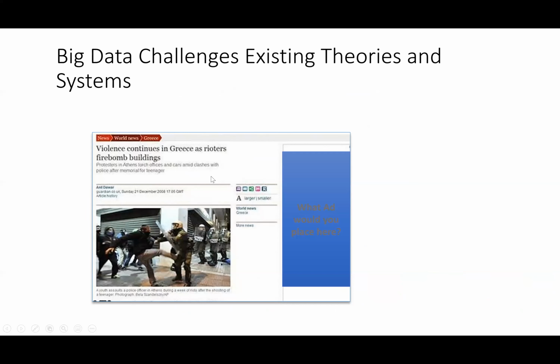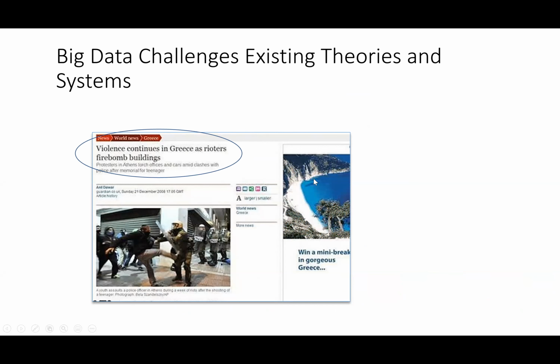Let me give you an example from Google. In Google News, there's a news story about violence happening in Greece some years ago, and there's a picture here. And then they have a recommended advertisement here, showing some very beautiful beach in Greece, and encouraging people to go there.